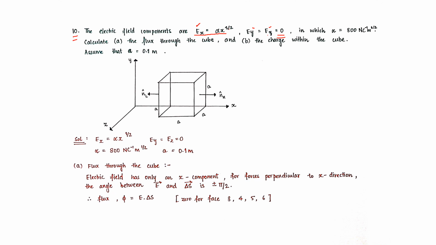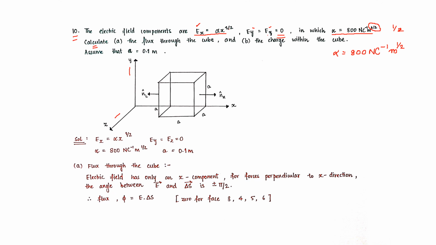There is no role played on this particular axis and this particular axis, in which alpha's numerical value is 800 Newton per coulomb per meter to the power 1 by 2. This is 1 by 2. So the value of alpha is given by 800 Newton per coulomb, and meter is not in negative power, it is half. Okay, so we need to calculate.